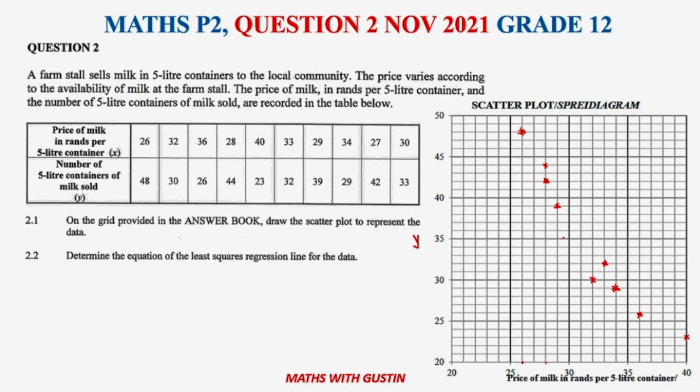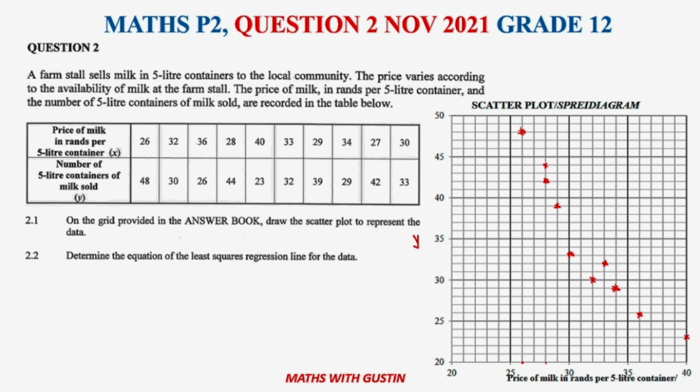30 and 33. There you go, 1, 2, 3. 30 and 33. And that's how the graph is looking, guys. So that's how the graph looks. We are happy with that one. Please let me know what you think, guys. Just plot the data of x and y in that case.